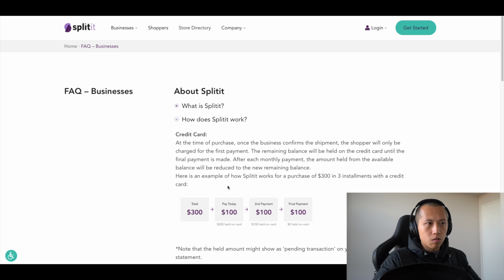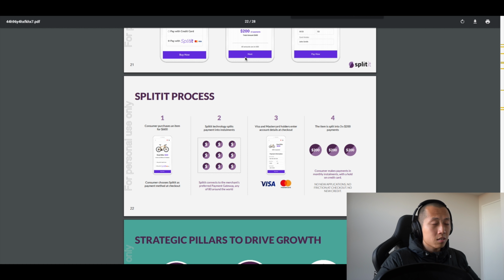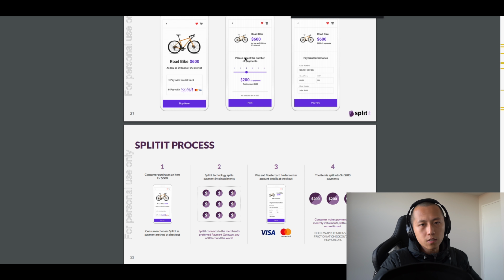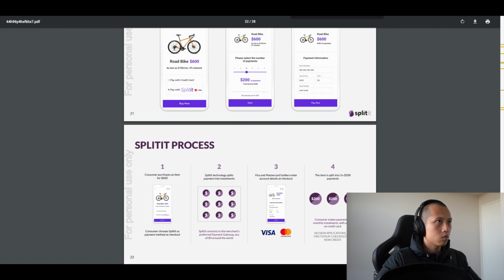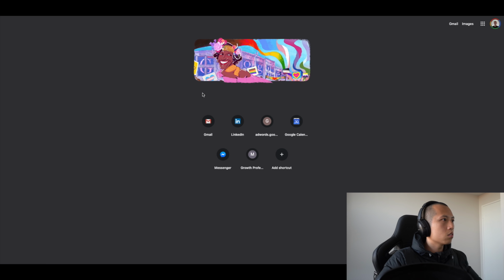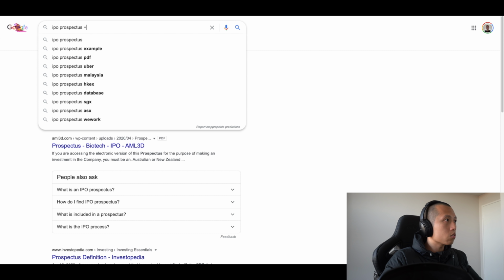I think one of the last things we need to look for is some of the key risks inside the business. Now, for whatever reason, they don't talk extensively about the risks inside this business, especially in the investor updates. One of the easiest ways to find the key risks is to look at the IPO prospectus. So let's quickly find that prospectus.